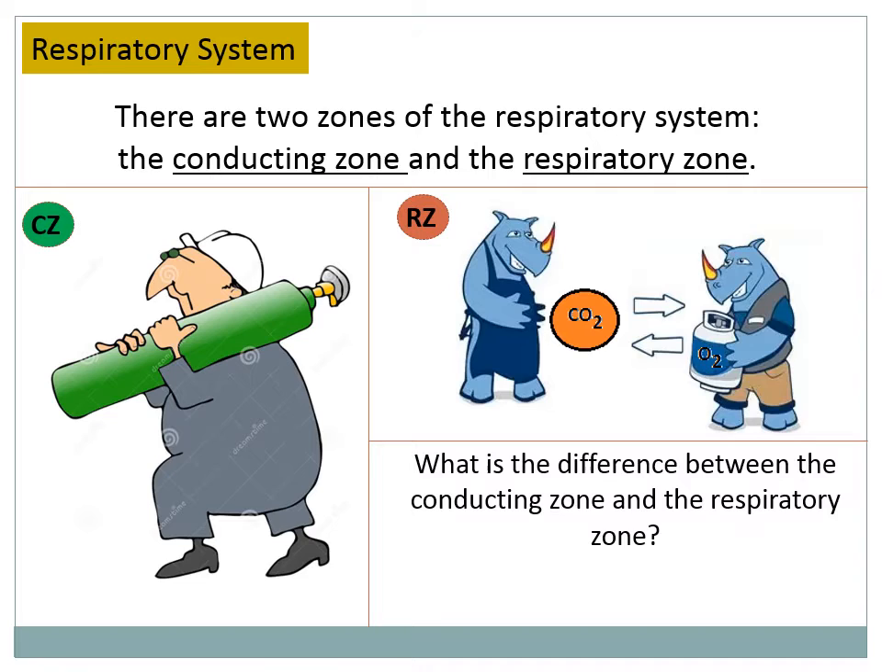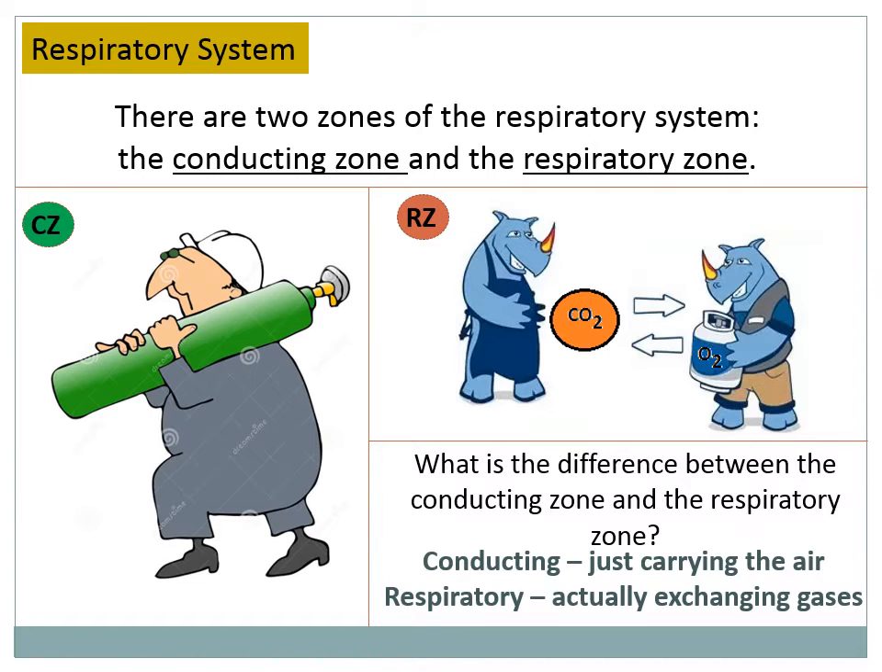That guy is carrying a canister of some type of gas. And in the RZ, we have two rhinos who happen to be blue, who are taking carbon dioxide and oxygen and they're handing it off to each other. So looking at these two pictures, what is our difference between our conducting zone and the respiratory zone? Yeah, so in the conducting zone, you're just carrying the gases around. And in the respiratory zone, you're actually exchanging them.